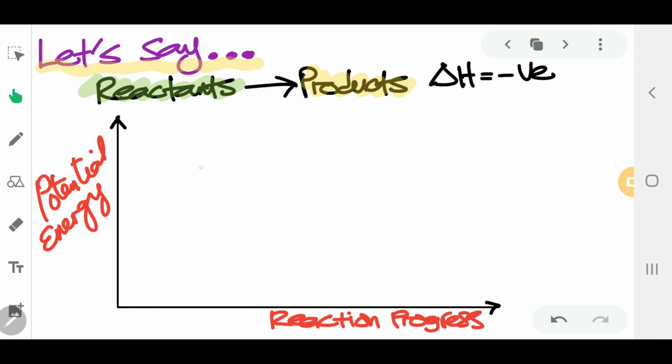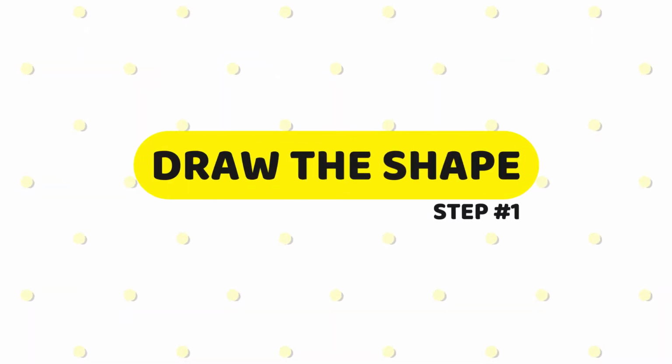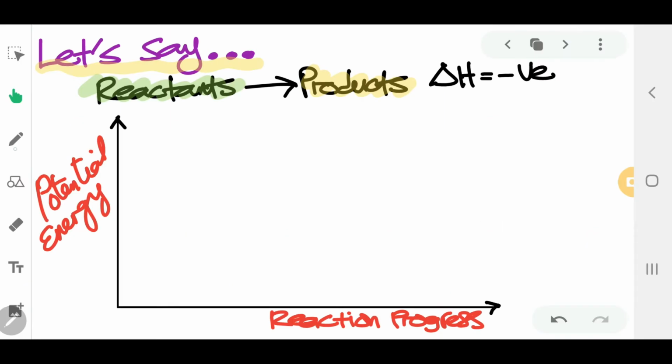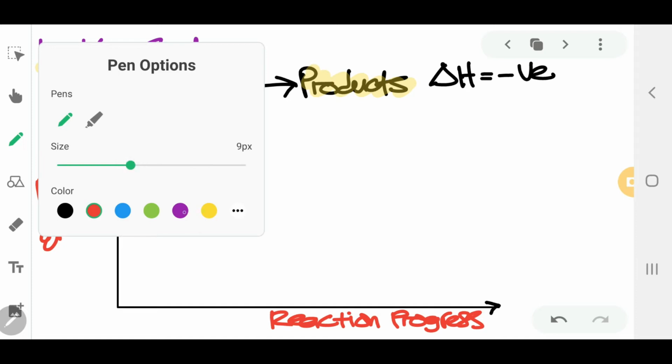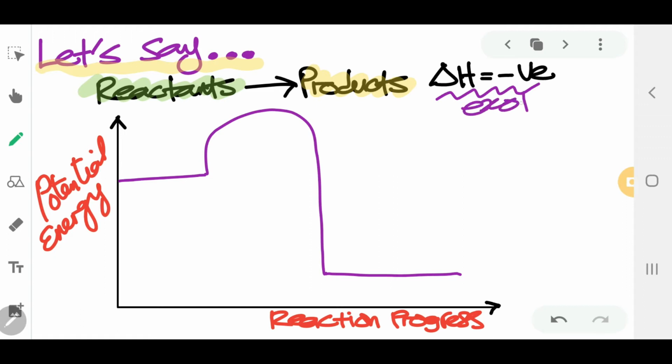To draw or sketch the energy profile diagram, first of all, you need to have this axis. You have the potential energy right here, and you have the reaction progress down there. What we need to do first is to draw the shape of the exothermic profile diagram, and it will look like this. You'll have one line higher right there, and then you'll have a bump going down and another line down there. So that is the shape for exothermic.